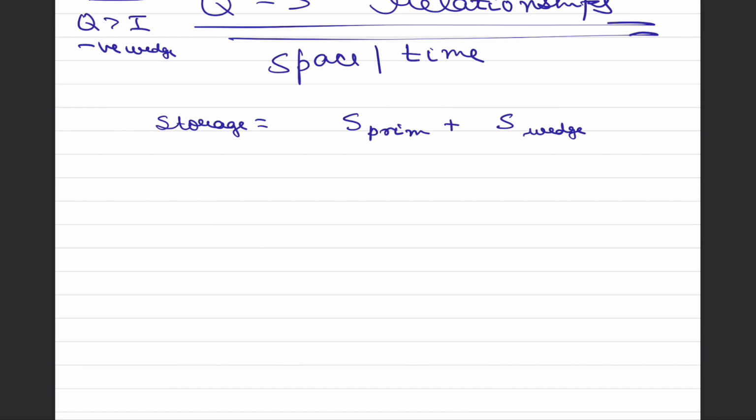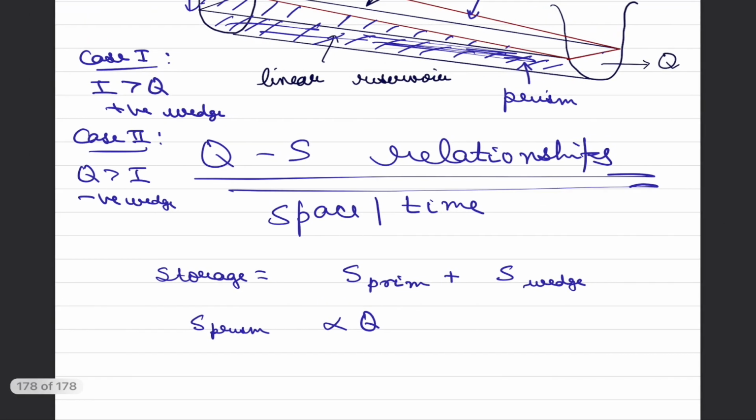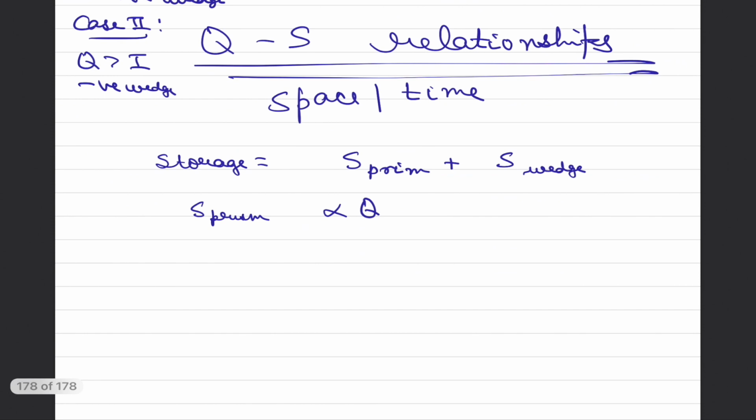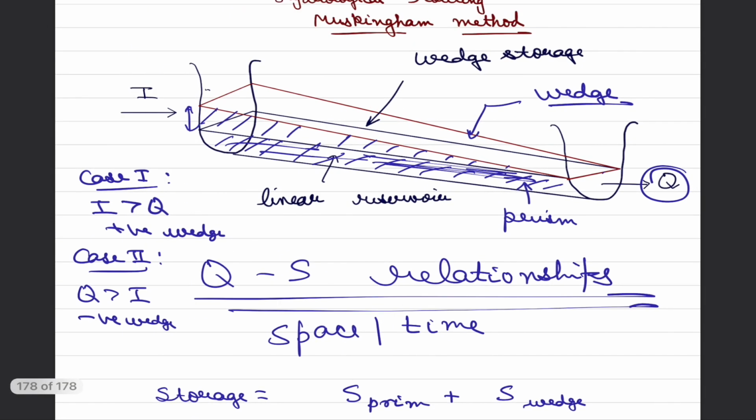Under the linear reservoir assumption, we can say that storage in the prism is directly proportional to discharge, or Q, coming out from here. We can replace this constant of proportionality and say that S prism is equal to KQ, where K is some parameter. Similarly, when we talk about S wedge, this wedge is different from the typical storage in the prism, in the sense that from the side profile it looks like a triangle, and sometimes this wedge could be fully developed. So we may have a wedge starting from this point and ending at the end point, and you see a complete triangle if you look at any channel section.